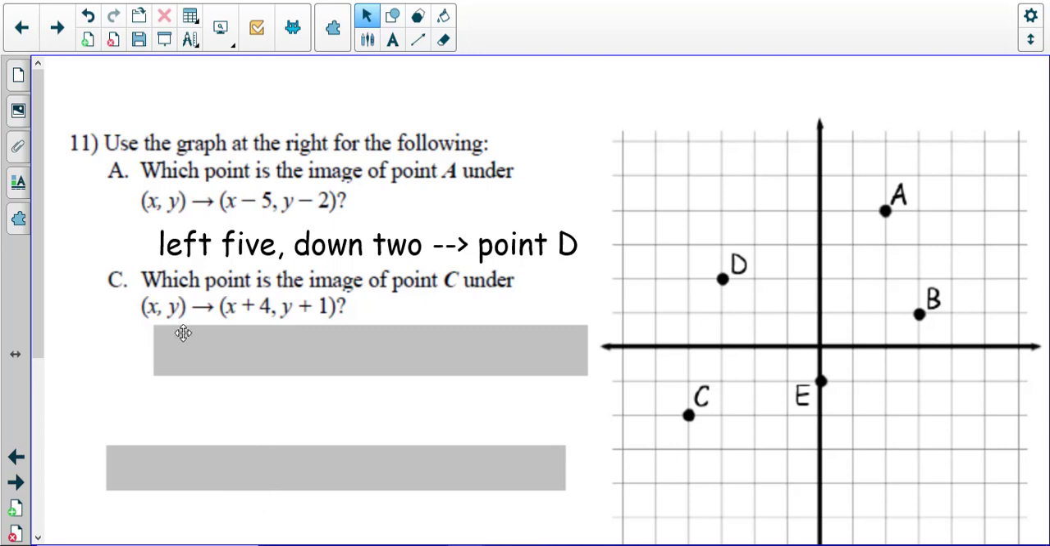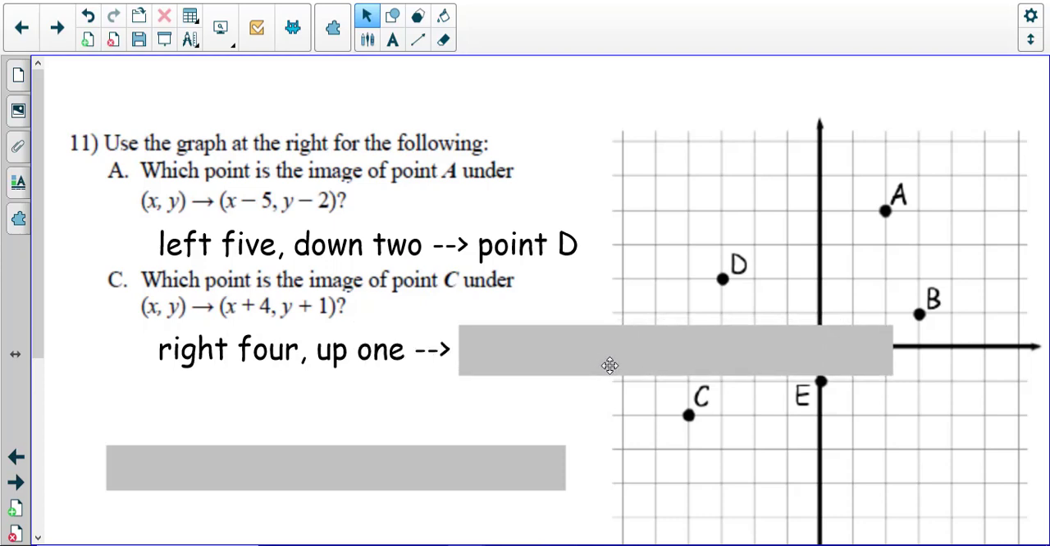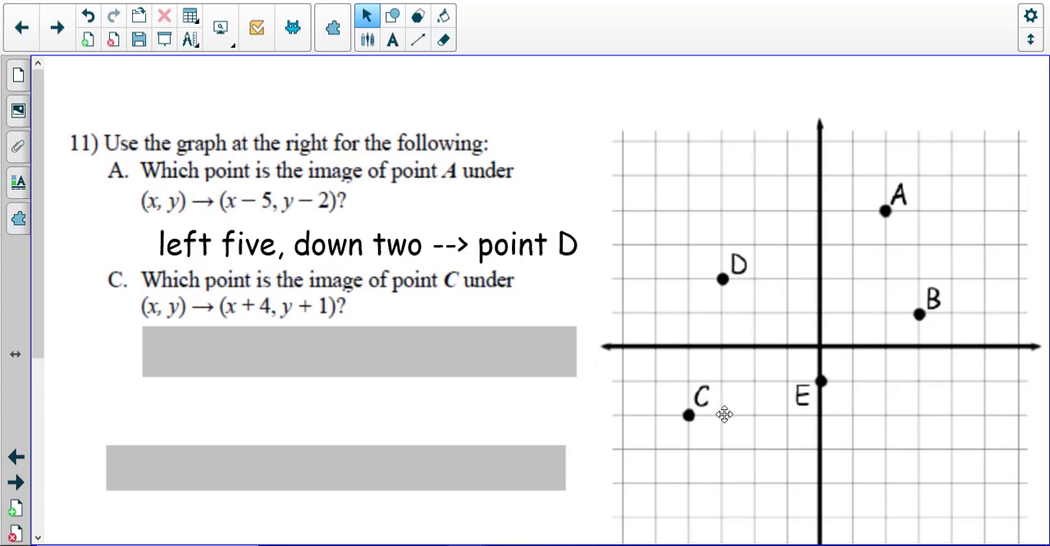C, which actually should just be part B. I don't know why it's a C, but which point is the image of point C under the mapping (x, y) to (x plus 4, y plus 1)? So we can describe that as going to the right 4 units and up 1 unit. So from point C, we're going to go to the right 4 and up 1. So 1, 2, 3, 4.